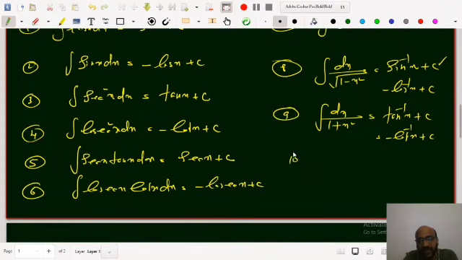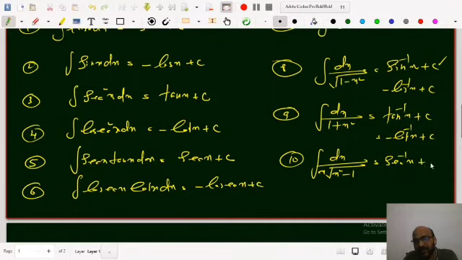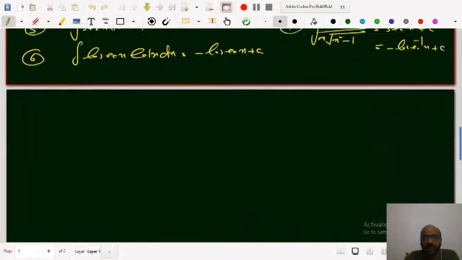Okay, now the 10th result, that is integration of dx by x into root of x square minus 1. You know that derivative of sec inverse of x is 1 by x into root of x square minus 1. So, the answer is sec inverse x plus c or minus cosec inverse of x plus c. Okay, we have to derive some more formulas.